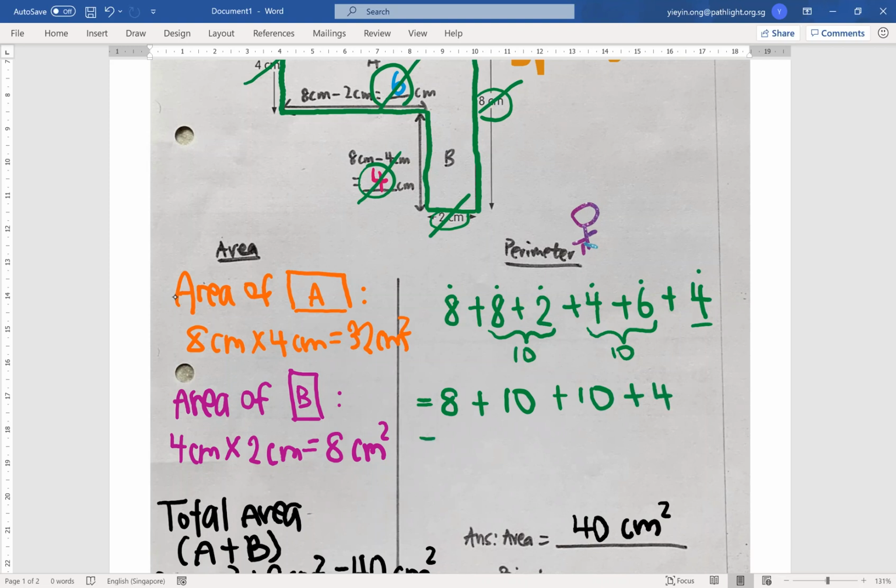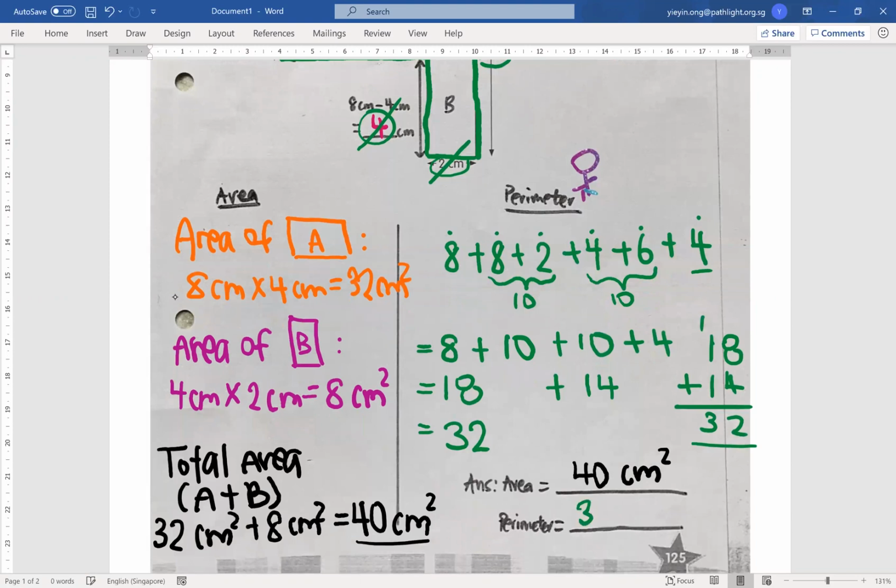Okay, so 8 plus 10, that would be 18. Then plus 10 plus 4 is 14. So now 18 plus 14, I need to do my working. That will be 32. So the perimeter of this composite figure is 32 centimeters.